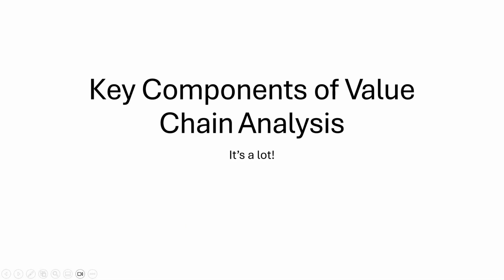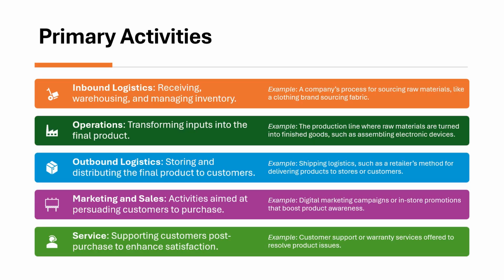All right. What are the key components of value chain analysis? We are going to learn it step by step. The primary activities and secondary activities. These are what we are going to understand. Let's take the primary activities first. The inbound logistics is the first thing. What is that? The receiving, warehousing, and managing inventory. All these come under inbound logistics. Example, a company's process for sourcing the raw materials, like for example, a clothing brand sourcing fabric.